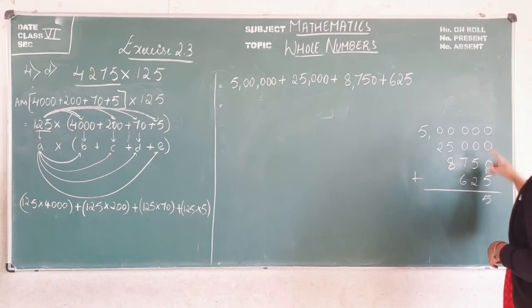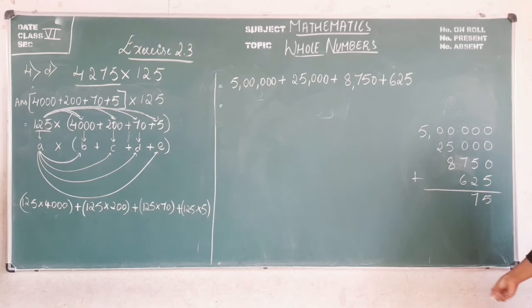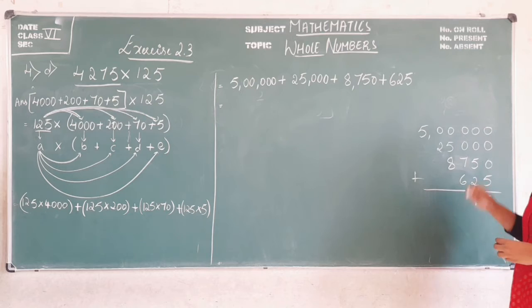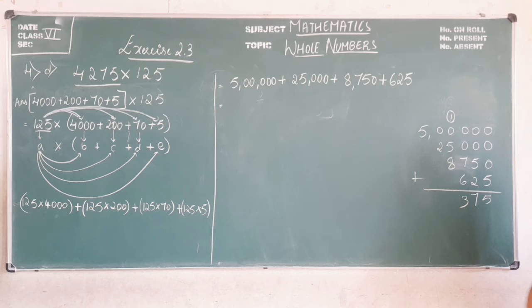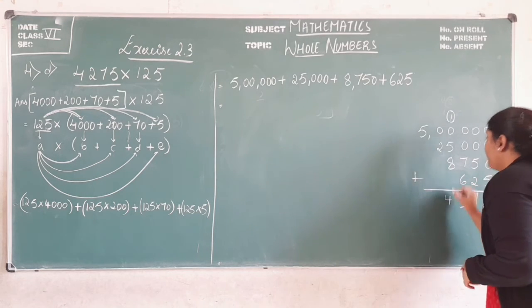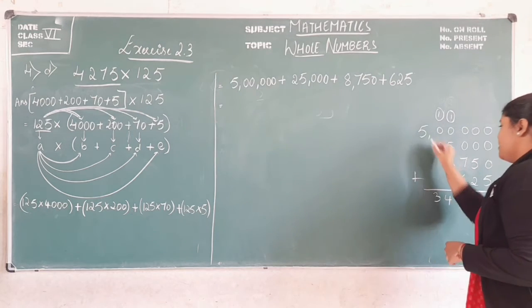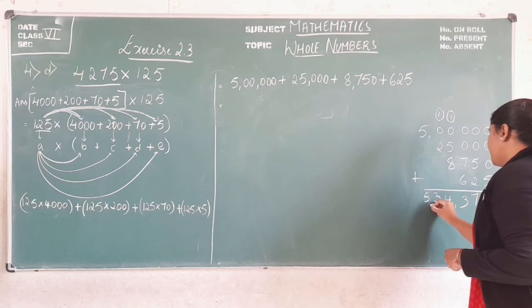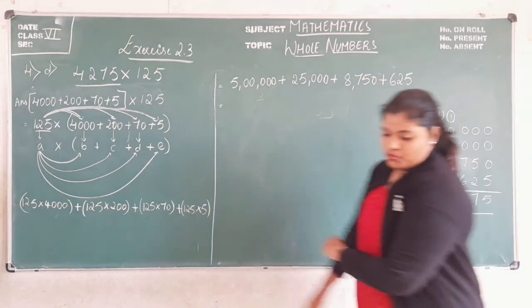So what is 0 plus 5? Yes, 5. Then what is 5 plus 2? 7. Then what is 7 plus 6? Yes, 7 plus 6 is 13. So 3, 1 carry. Then what is 8 plus 5? Yes, 8 plus 5 is 13. 13 plus 1, 14. So 4, 1 carry. Then 1 plus 2 is 3. Then 5. So we got 5,34,375 as the final value.